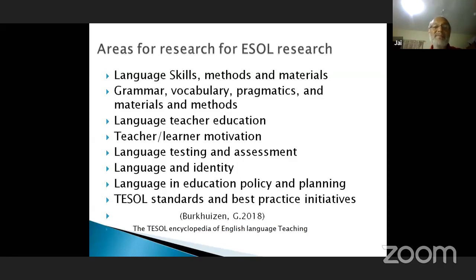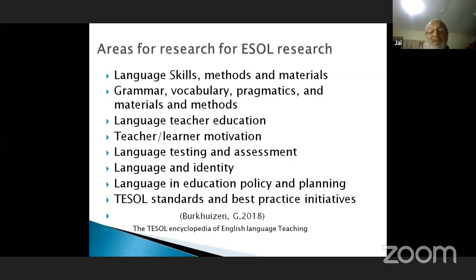Language skills, methods, and materials. Once you say language skills, you don't have to say reading, writing, listening, all these, and the materials related to it. You don't have to say about online and then print media. These are all materials and resources. Grammar, vocabulary, and pragmatics. Language teacher education. Learner motivation.